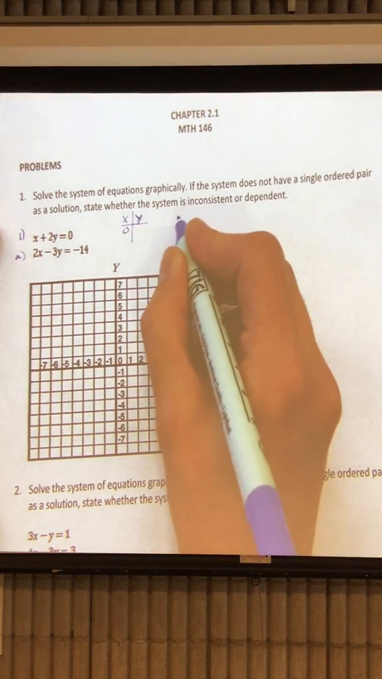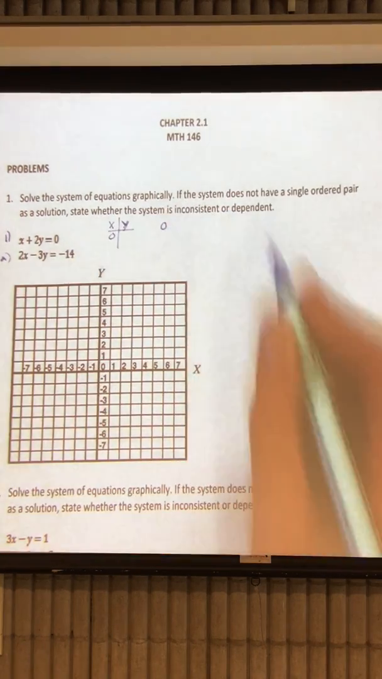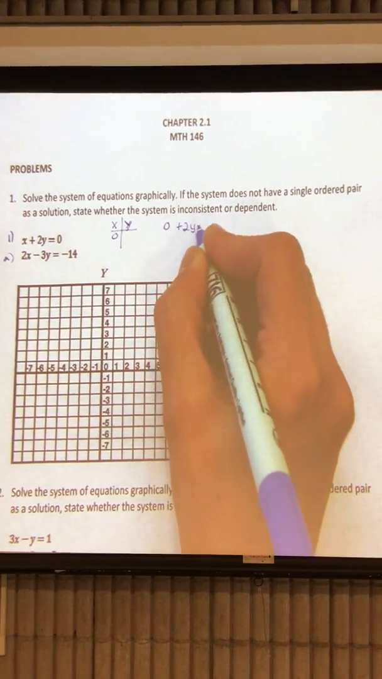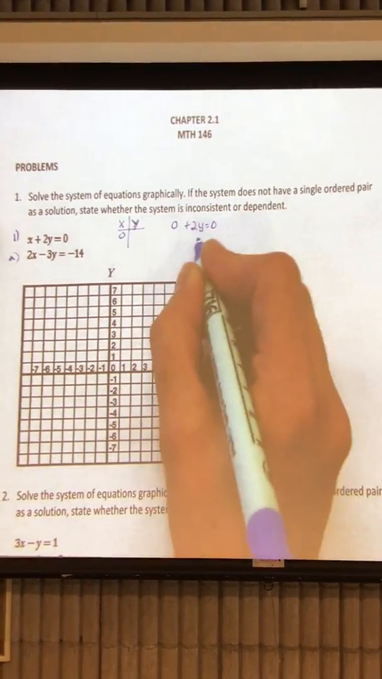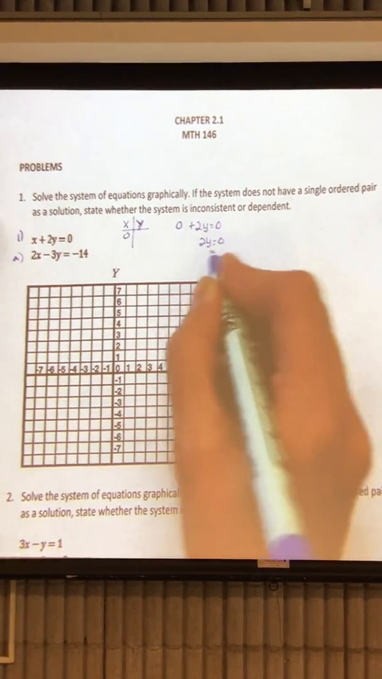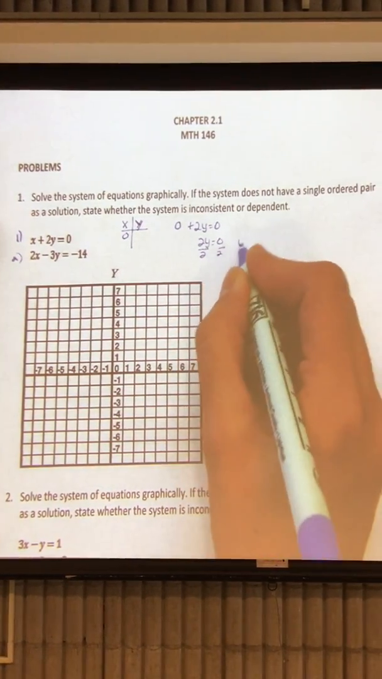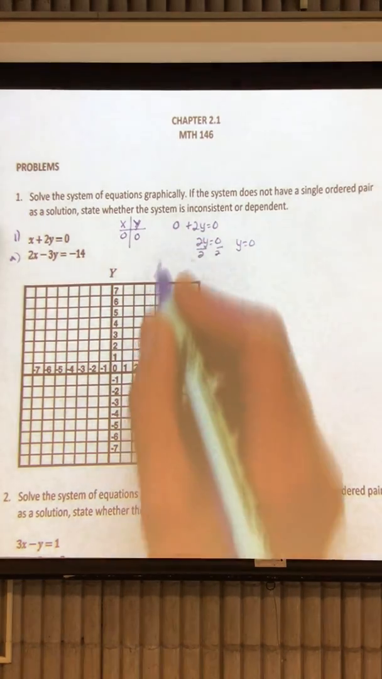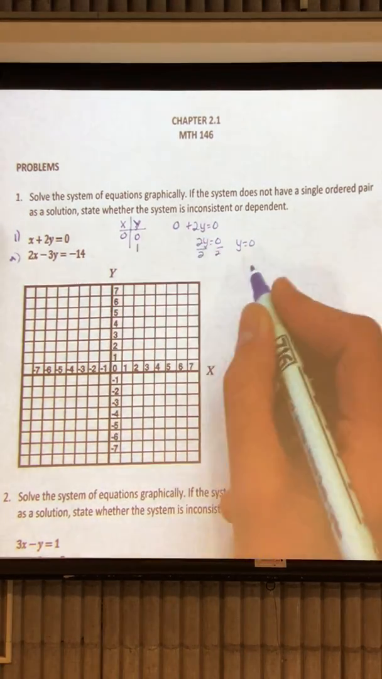So when x is 0, let's substitute 0 into the x. So we have 0 plus 2y is equal to 0. Therefore, 2y is equal to 0, which makes y also 0. Now let's choose another point. Let's choose when y is 1.